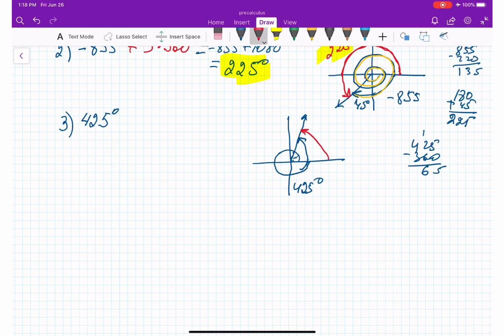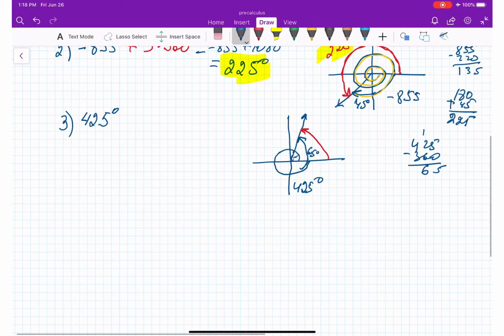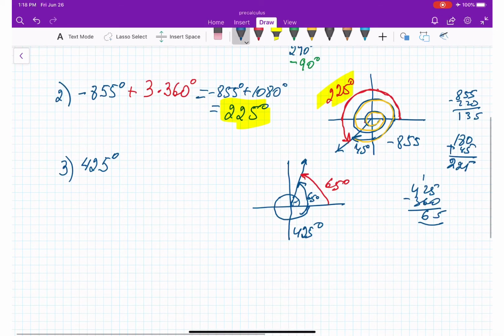So since we calculated this is 65 degrees, because we had 360 and then we had to add 65, which means this angle, red color, is also 65 degrees. Let's show here on calculation that we get 65 degrees. So 425, since it's positive, now I'm going backwards, subtract. I need to subtract to get a smaller one, less than 360 degrees.